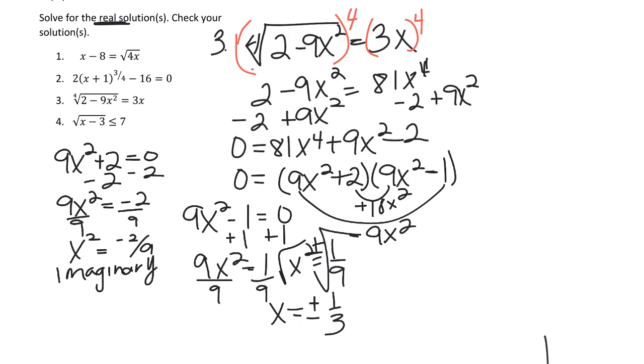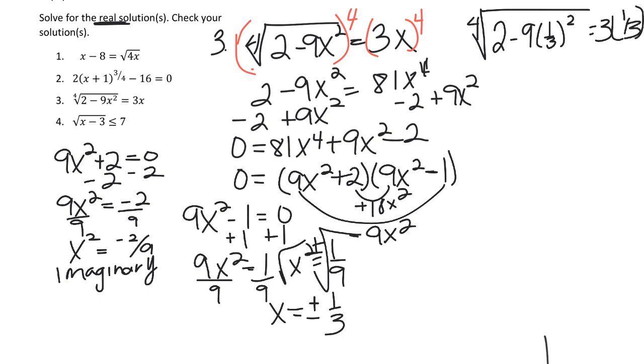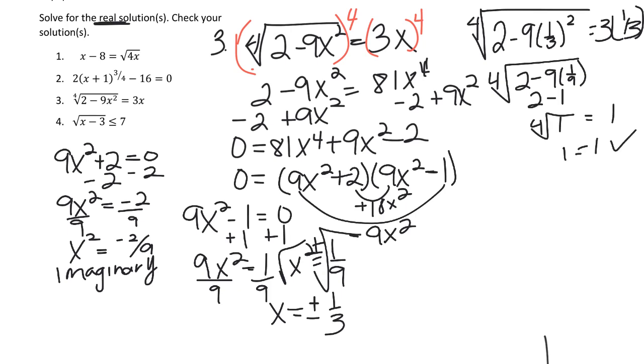We have the 4th root of 2 minus 9 times 1/3 squared equals 3 times 1/3. And that's the 4th root of 2 minus, that's 9 times 1/9. So that's 2 minus 1. The 4th root of 1 equals 1. 1 equals 1. That checks. So the positive 1/3 works.